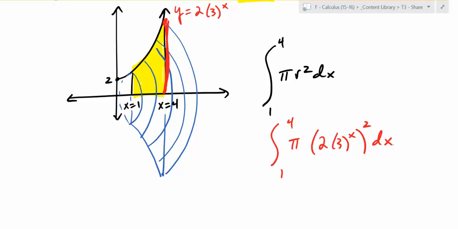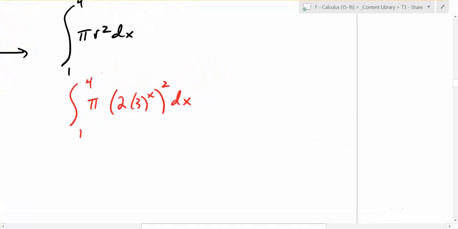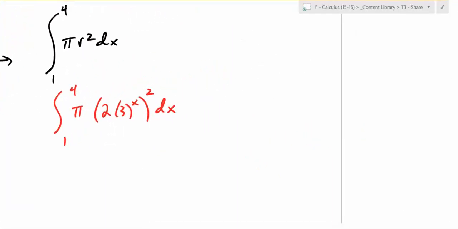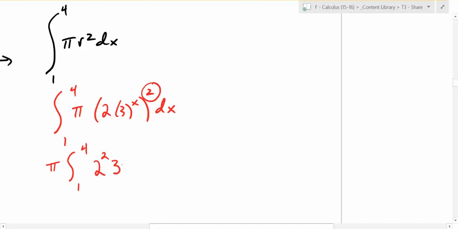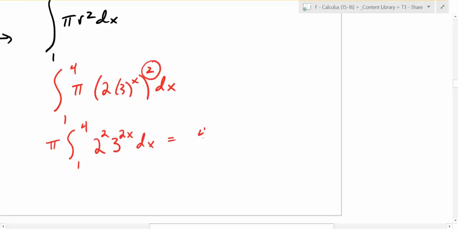What do you have to do first if you're going to do this by hand? Would you guys know how to do this by hand? Simplify. So what do we simplify first? What can we pull out? Pi. You can't pull out 2 pi actually, because what do you have to do first? Square it. So that's going to be 2 squared, 3 to the 2x, dx. Now what can you factor out? 4. So that's going to be 4 pi, the integral from 1 to 4 of 3 to the 2x dx.